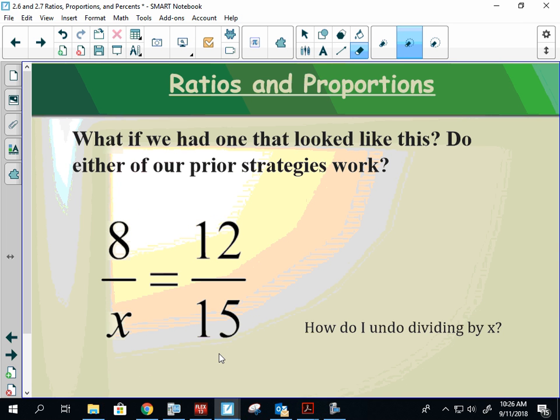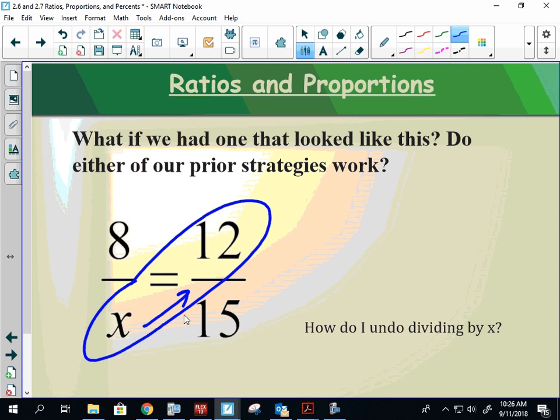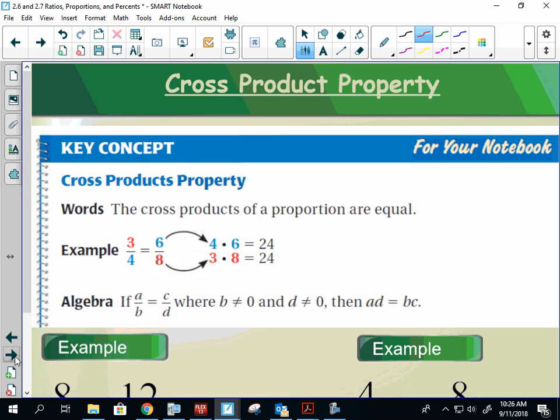So how am I going to undo dividing by x? Well, I'm going to multiply. So if I want to undo dividing by x, this x is going to multiply up to the 12. And if I want to undo dividing by 15 on the right-hand side, this 15 is going to multiply up to the 8. And we call this property that we're using the cross product property.